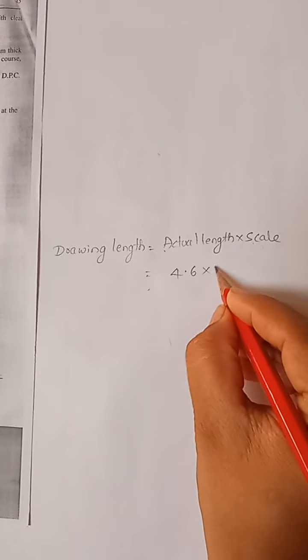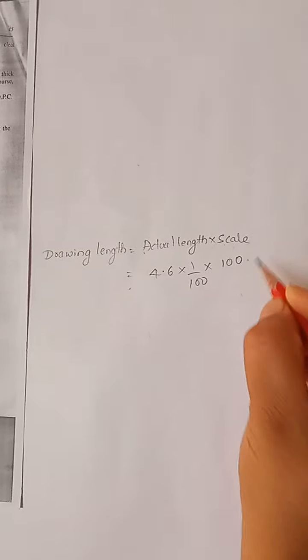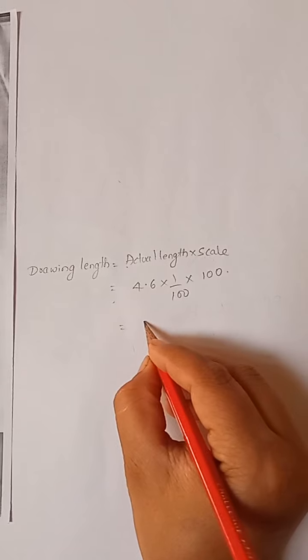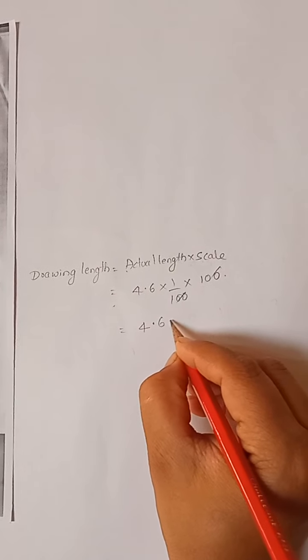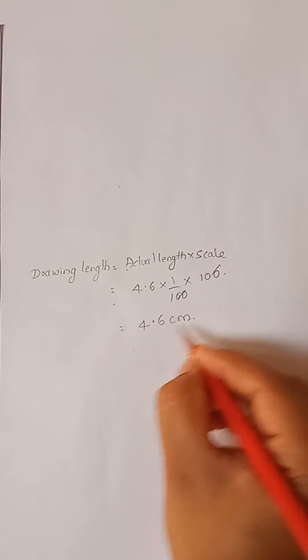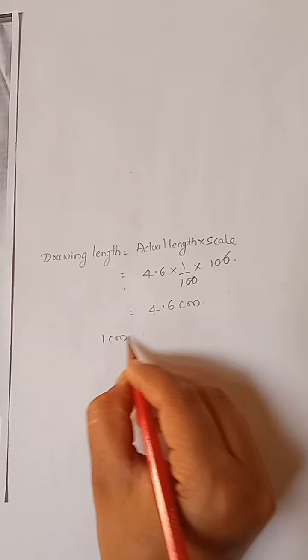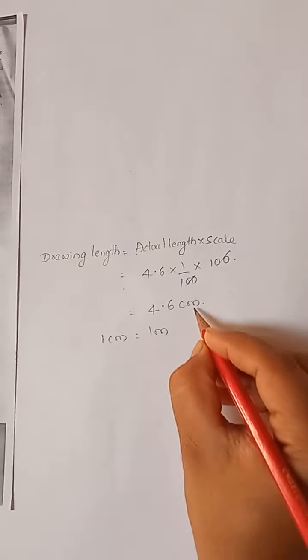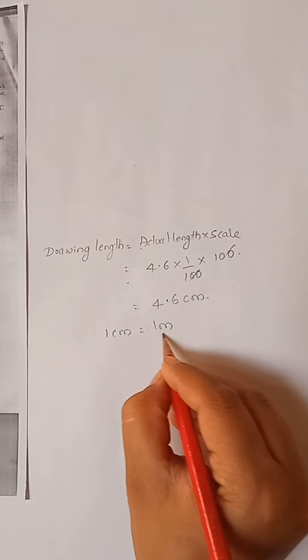Into the scale 1:100. If you are converting into centimeter, multiply by 100. Then how much will you get? This 100 and this 100 will get cancelled. You will get 4.6 centimeter. Now what is your unit? 1 centimeter is equal to 1 meter. So you have converted: this is 4.6 meter, which means 1 centimeter is equal to 1 meter. Based on this scale you have to draw a plan.